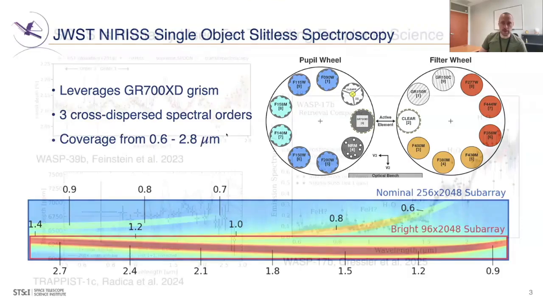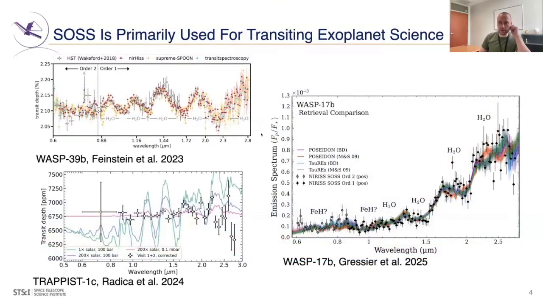Now, typically this mode is primarily used for transiting exoplanet science. That is the vast majority of the science cases people approach with this mode, and you can see a bunch of results here. We have ERS observations of WASP-39b, and some exciting results for TRAPPIST-1c and WASP-17b in emission or transmission. So really that's the bulk workhorse, but not necessarily the only thing you can do with SOSS. It is at its core just a spectrograph, so if you're interested in spectra from 0.6 to 2.8 microns, maybe SOSS will be useful for you.